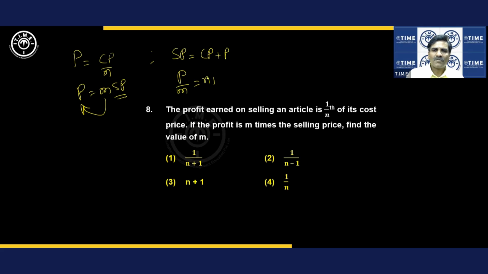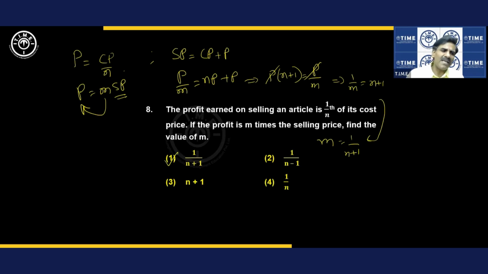So profit by m, I'm writing that as CP, anyway we have it as NP from this equation, NP plus P. So in other words, if we take P common, it will be n plus 1 equal to P by m. So P and P cancels here. So 1 by m is equal to n plus 1. Or else if we reciprocate, m will become 1 by n plus 1. So we want m value, which is nothing but 1 by n plus 1. So answer for this question should be choice 1.